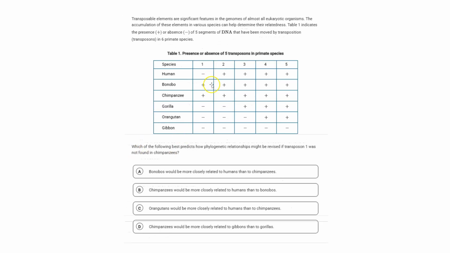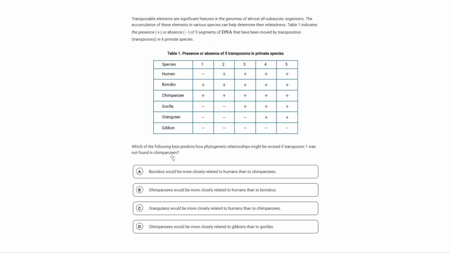And then finally, this one's a little bit more challenging, so I'm going to walk you through this one a little bit. Transposable elements are significant features in the genomes of almost all eukaryotic organisms. The accumulation of these elements in various species can help determine their relatedness. Table 1, you'll see tables like this on my test and on the test in May. Table 1 indicates the presence or absence of 5 segments of DNA that have been moved by transposons in 6 primate species. Transposable elements are in the genomes of almost all eukaryotes. Okay, these are just elements, not too much more.